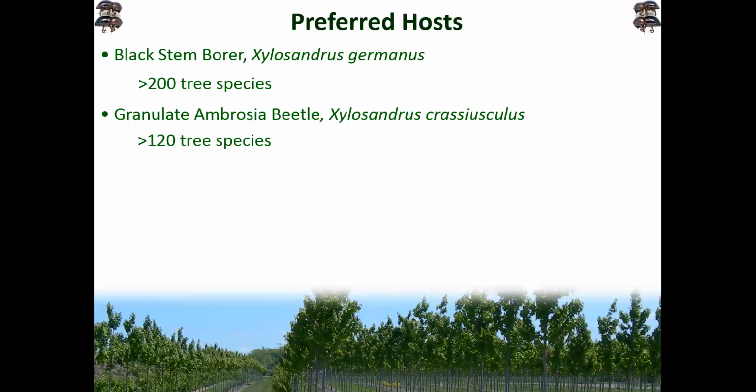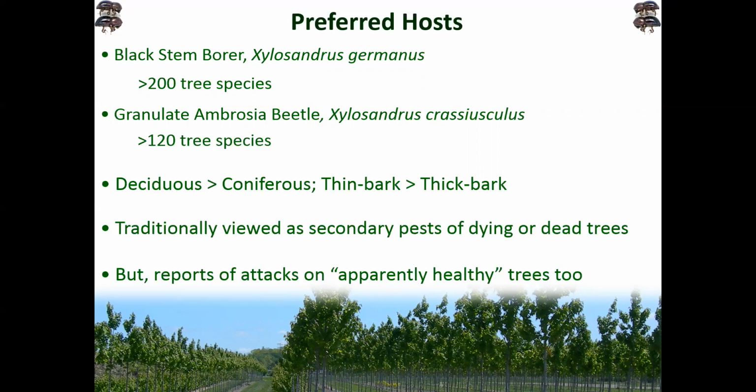In terms of black stem borers, Xylosandrus germanus, they can attack over 200 species of trees. The granulate ambrosia beetle can attack over 120 species of trees. They generally prefer deciduous trees over coniferous trees, and they also prefer thin-barked over thick-barked trees. Now, they are traditionally viewed as secondary pests of dying or dead trees, but there have also been reports of attacks on apparently healthy trees too.